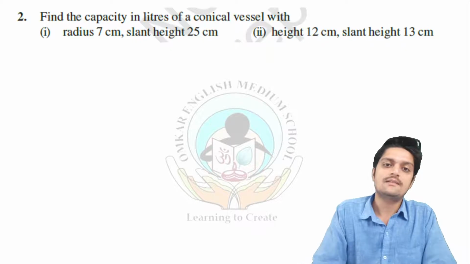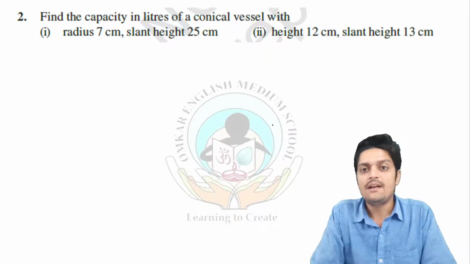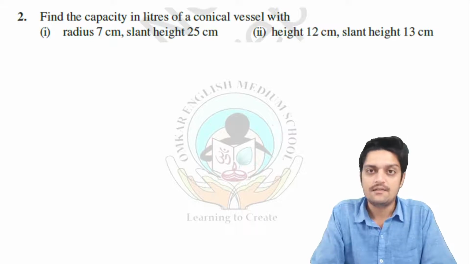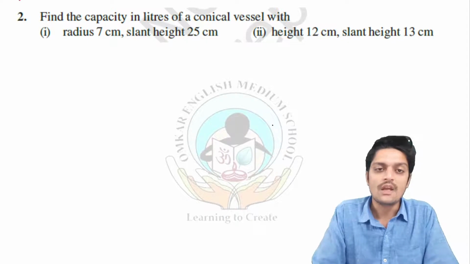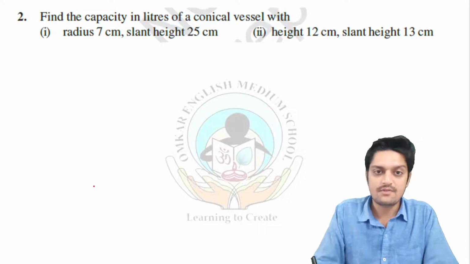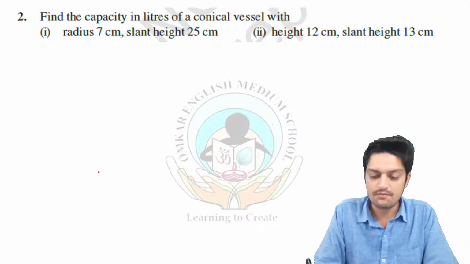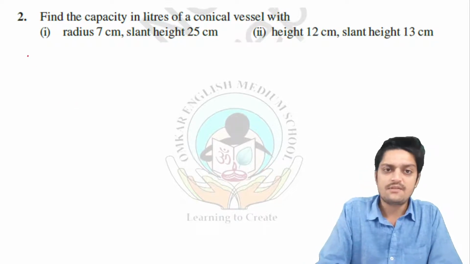See, this is the second question. Find the capacity in liters of the conical vessel. Okay, we have to find the capacity in liters. Two questions are given here. So like the previous question, I will solve just one question and the remaining one you have to solve. Both are almost the same. Let me start with the first question.